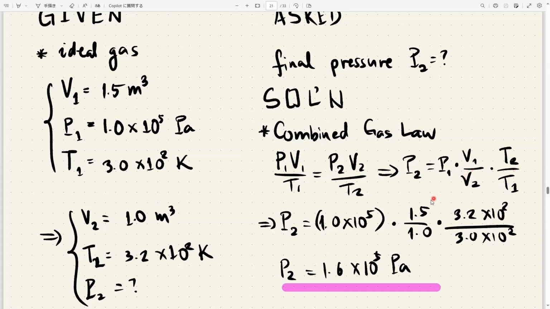And we just plug in the values, okay? So P1, we are told, is 1 times 10 to the 5th. V1 is 1.5, V2 is 1. Okay, we have that there. T2 is 3.2 times 10 to the second power, and T1 is 3 times 10 squared, and that's what we have there. And if we do the arithmetic, you're going to see that P2 is actually 1.6 times 10 to the 5th pascals.